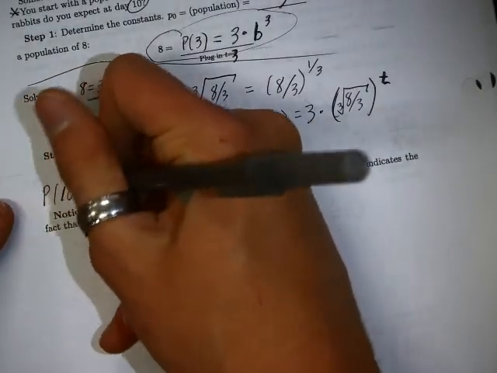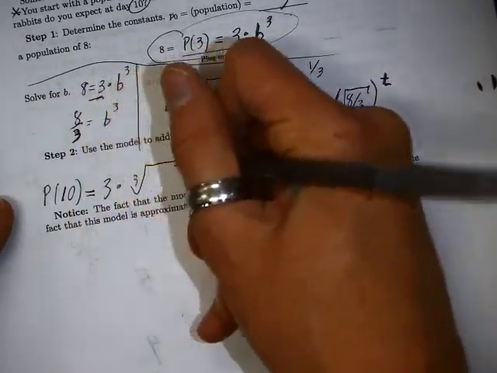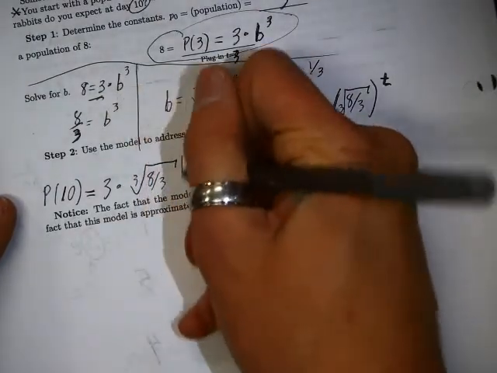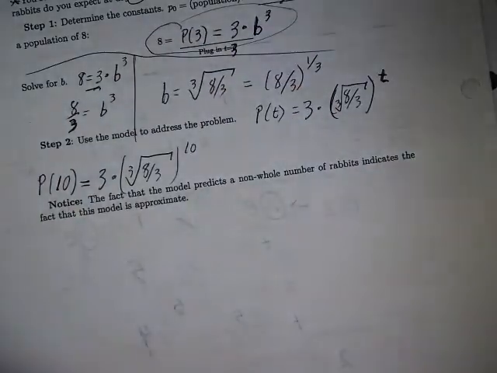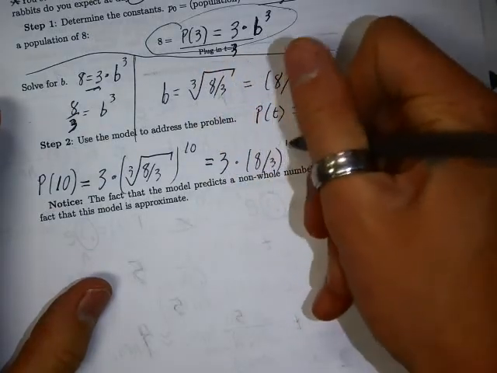P of 10 is equal to 3 multiplied by the cube root of 8 over 3 raised to the 10th power. On the one hand, that is something you could just plug into a calculator, but maybe I'll impose one simplification before that happens. What do you get if you take the cube root of something and then raise it to the 10th power? What power is it being raised to then? The 10 thirds power. So that's the same thing as 3 times 8 over 3 to the 10 over 3.